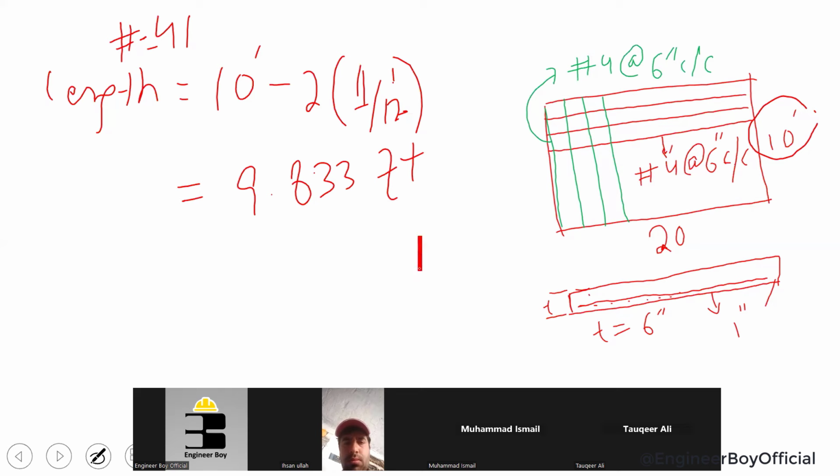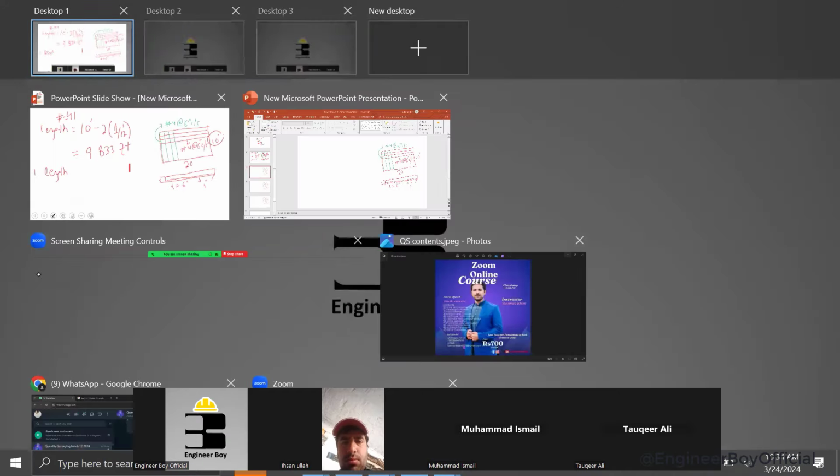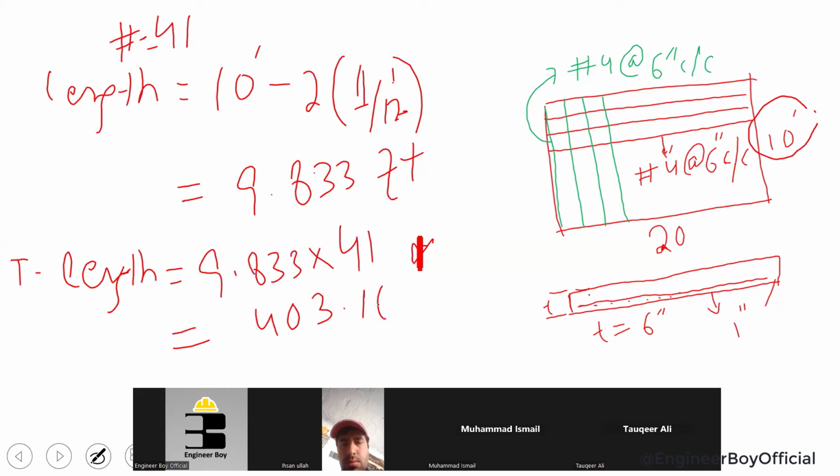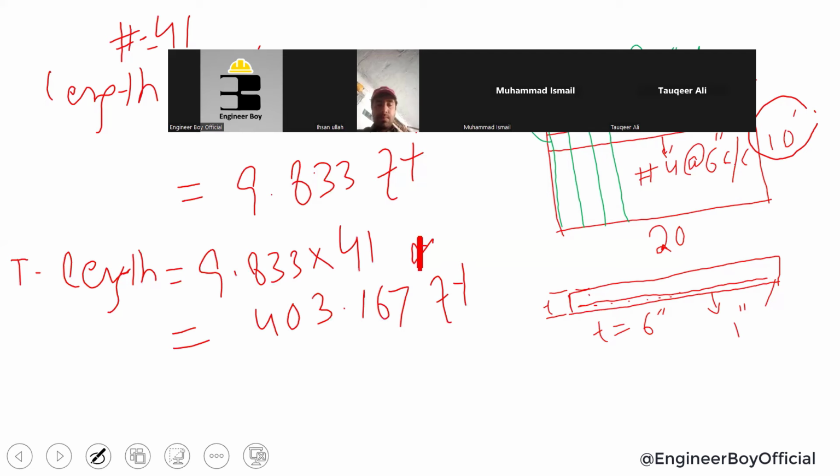Now the total length, I will say T length for the main bars, can be 9.833, which is the length of 1 bar. And we will multiply this with the number of bars, which is 41, okay? Very simple. So 9.833 times 41 can be, if I'm not wrong, 403.167 feet.